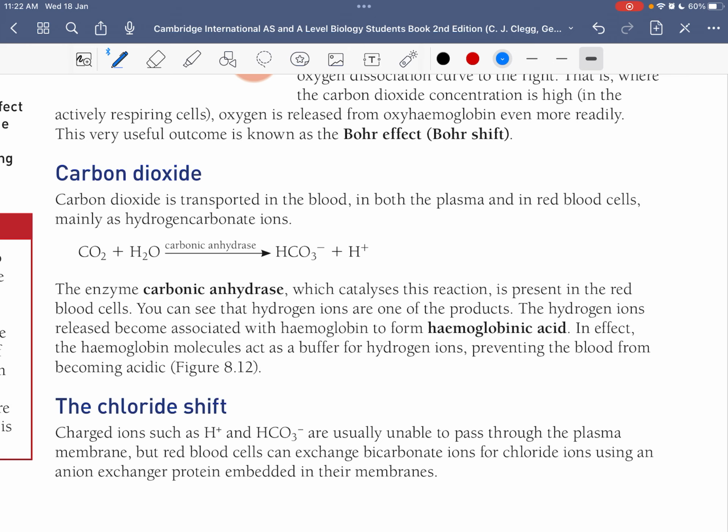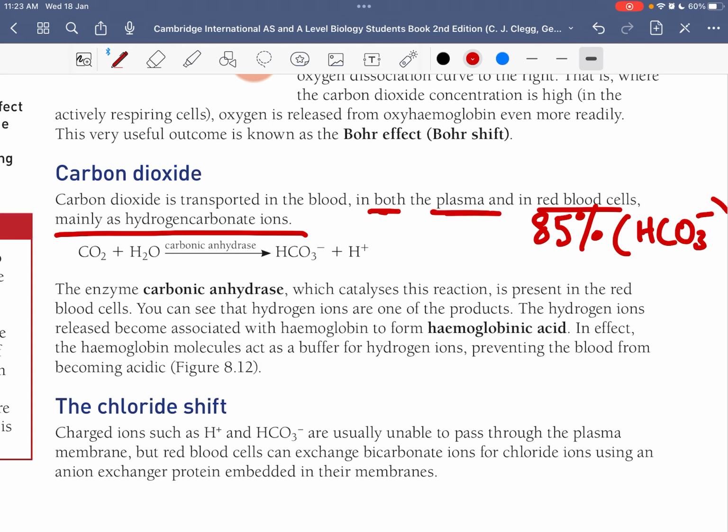85% in the form of bicarbonate ions in the blood plasma, 5% in the form of dissolved carbon dioxide in the blood plasma, and 10% inside the red blood cells as carbaminohemoglobin, right? So it says that CO2 is transported in the blood in both the plasma and the red blood cells mainly as hydrogen carbonate ions, 85%, right? Both the plasma and the red blood cells.